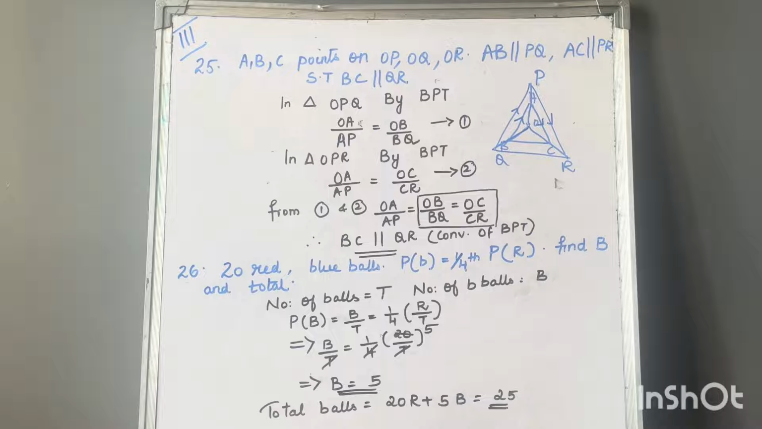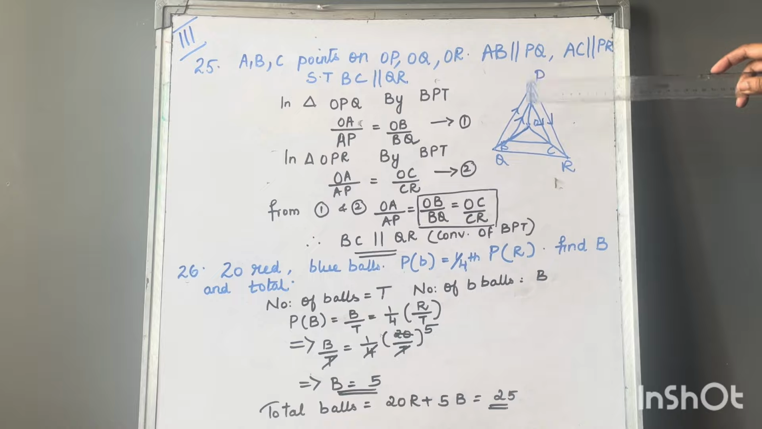You can see the figure here. PQR is the triangle, ABC is another triangle, and OP, OQ and OR are joined. They have given AB is parallel to PQ, AC is parallel to PR. We have to prove that BC is parallel to QR. They have joined A, B, C. So now we have to take triangle OPQ. There we can apply BPT.